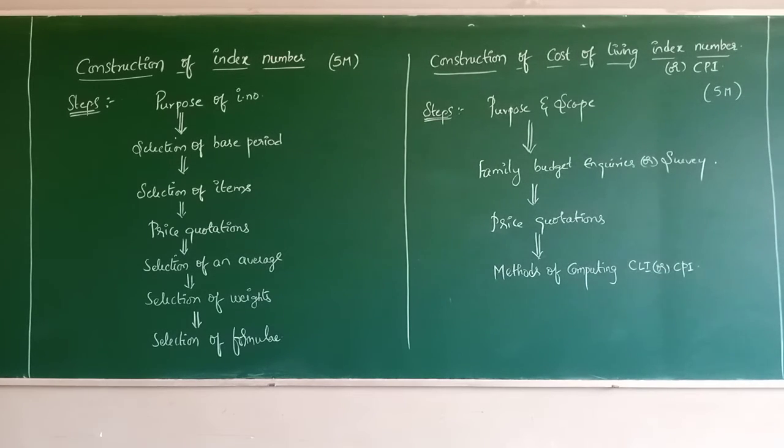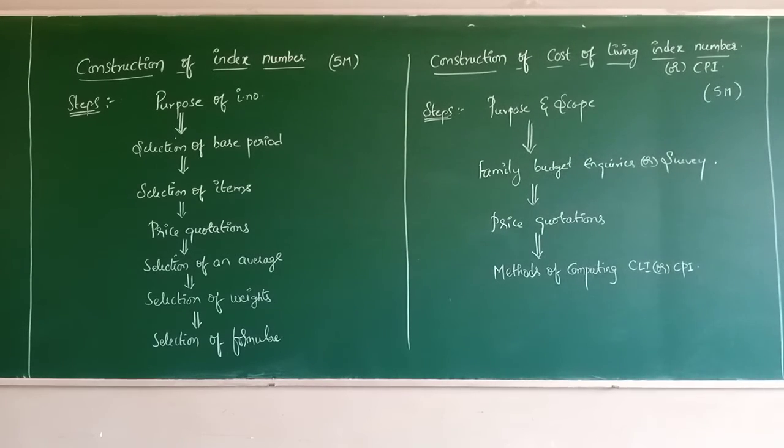Selection of formula is based mainly on the availability of the data. When selecting the formula, care should be taken to see that maximum use of the available data is made. So you should choose the formula that makes maximum use of the available data, remember. So these are the construction steps of index numbers. I hope I am very clear about construction of index numbers, right?